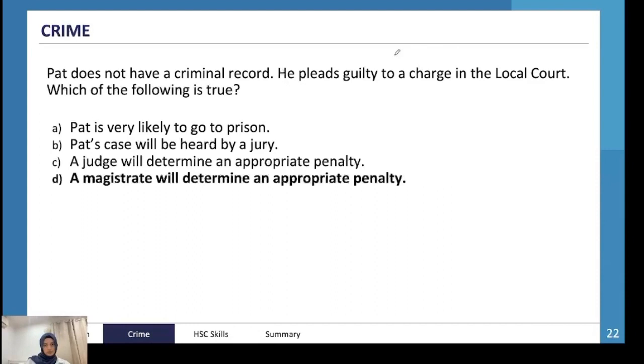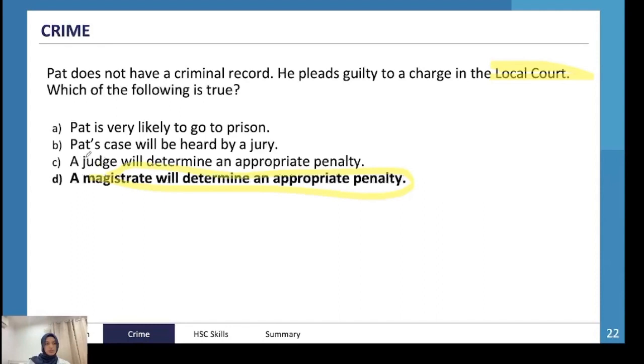Because they're in the local court, there's no judge. The judge of the local court is referred to as a magistrate. So, because he has pleaded guilty, he has no criminal record. There is no jury, so the magistrate will simply go ahead and decide what is appropriate.